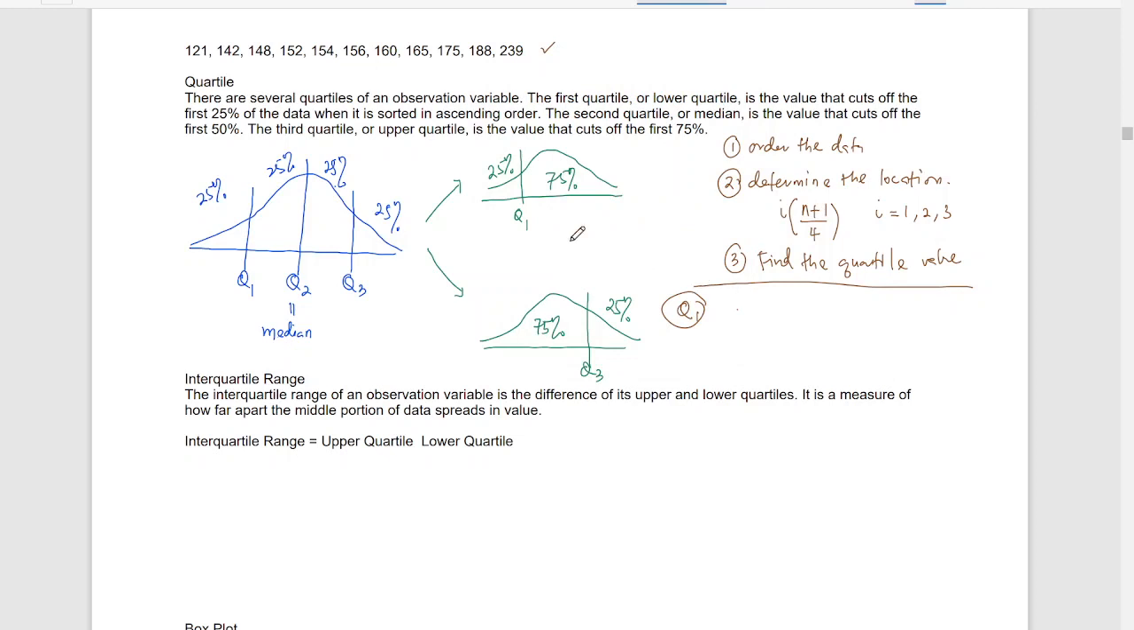So next you have to find the location. The location is simply n plus 1 divided by 4, since this one is multiplied with 1, because we only want 1 for Q1. For Q3, we use 3. So in this case, you have 11 plus 1 divided by 4. So 12 divided by 4 will be simply 3.